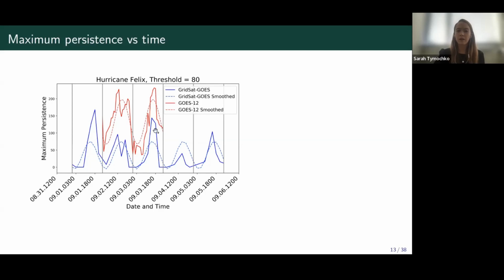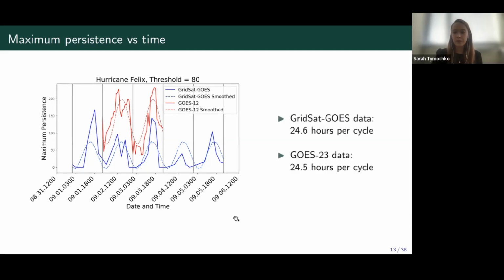And while their maximum persistence values may not line up exactly, at least the pattern is still there in both of them. And what we did to measure the periodicity of this is use the discrete Fourier transform. And when we do that, we end up with a period of approximately 24 hours in each one of these data sets.